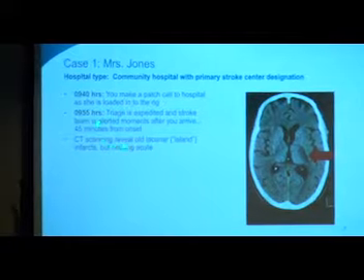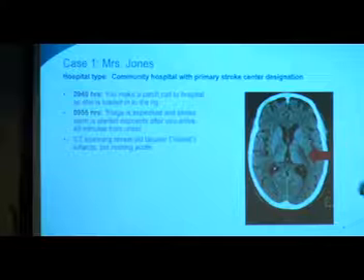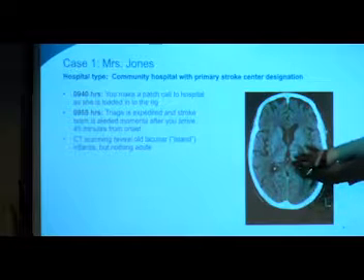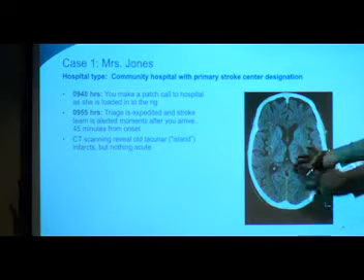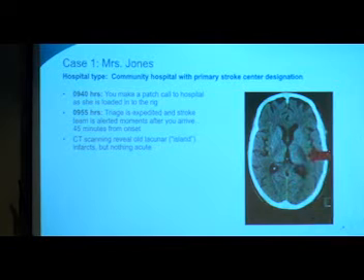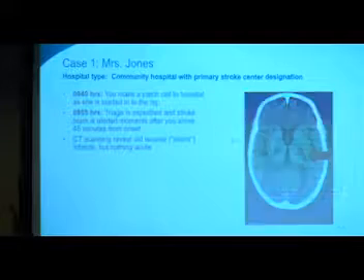45 minutes from onset, CT scan reveals old lacunar infarct, nothing acute, right? So that's that old lacunar infarct. Again, we said we want to see a normal CT on all our strokes. That's our goal. If we can see normal CT, that's within window, that is something salvageable.